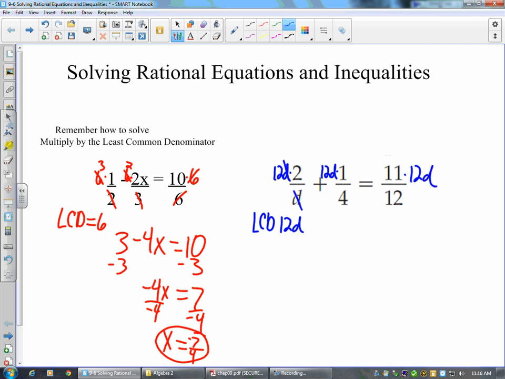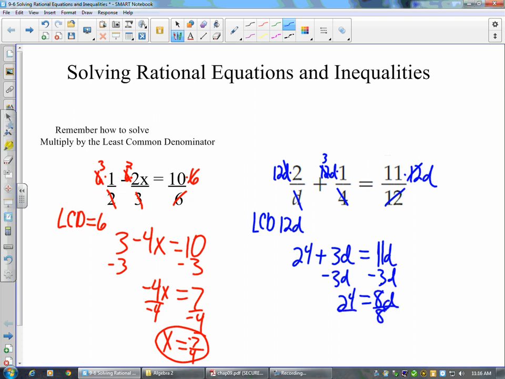The d cancels the d, and we're left with 12 times 2 is a 24, plus 12 divided by 4 is a 3, so 3d times 1 is just a 3d. And the 12 cancels the 12, and we're left with 11d. Now, the problem's a whole lot simpler, and we can solve it by minusing 3d to both sides. So we're left with 24 equals, what is that, 8d.